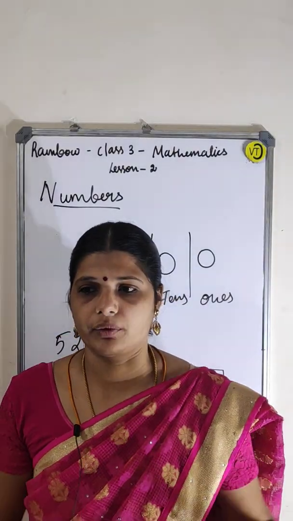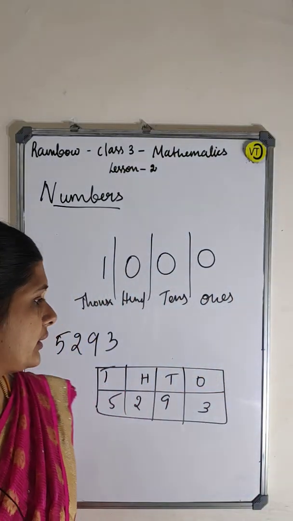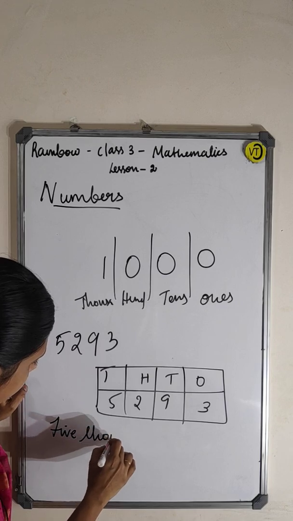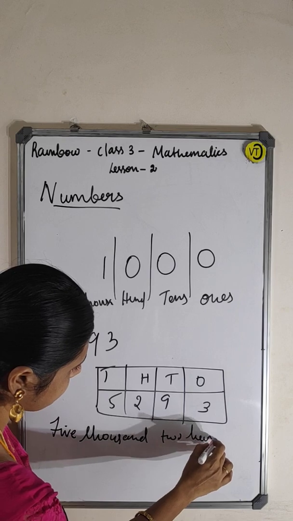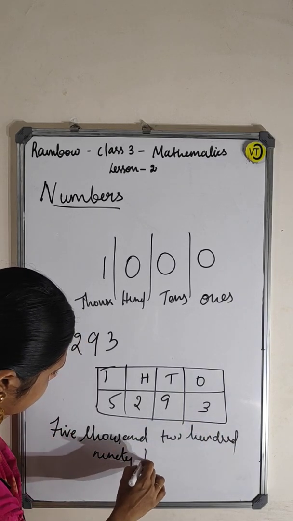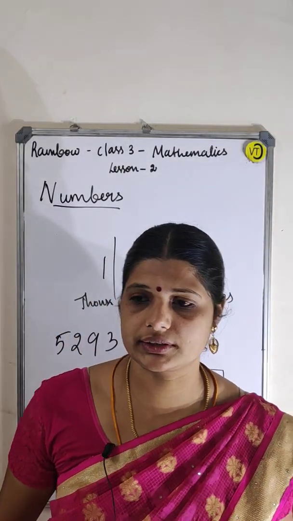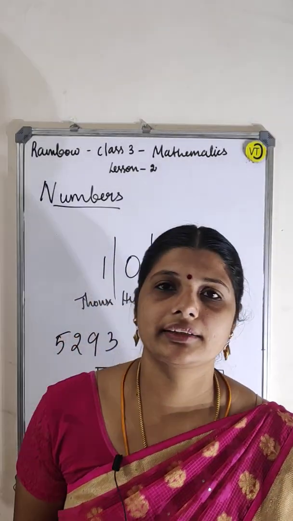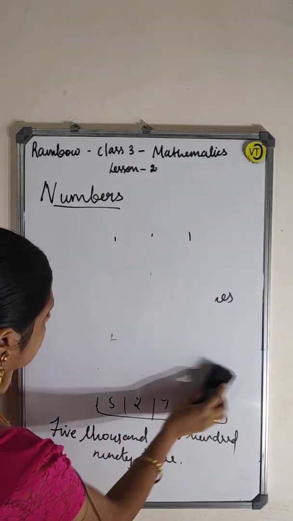That is the expanded form. And how to write it in words? How can you write it here? 5000, 200, 93. This way you can write the numbers in words. Okay, the next thing: have you seen the abacus? Have you seen it before? Abacus, you have seen, right?